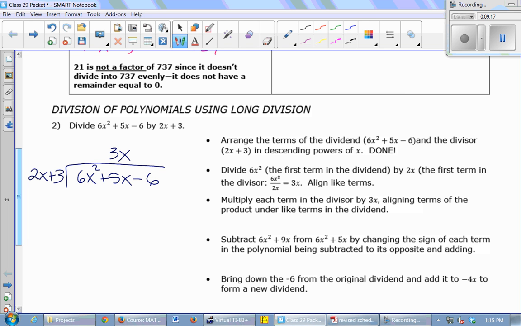So you have to distribute it to the 2x and the 3. So you have 3x times 2x is 6x squared, and then 3x times 3 is 9x. And then you have to subtract both terms, so minus, minus. So 6x squared minus 6x squared is 0. This drops out, right? And then you have 5x minus 9x, which is negative 4x, and then you bring down the minus 6.